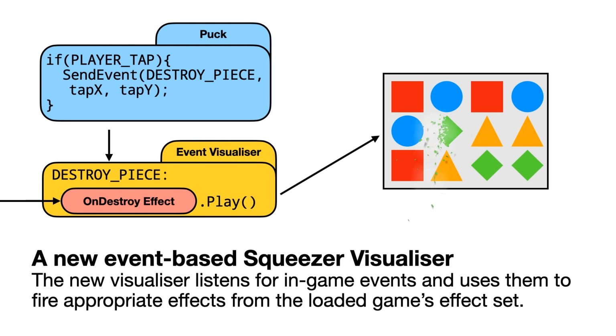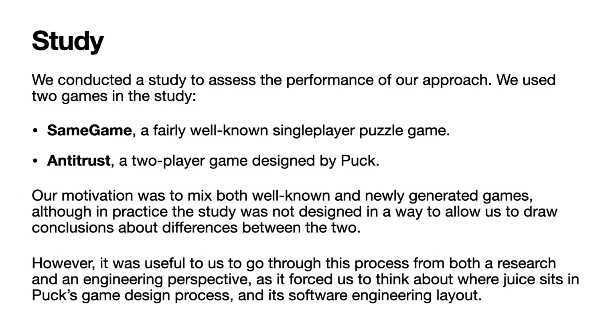So when the destroy piece effect is called, we know that we can ask Squeezer to play the on piece destroy effect. So this was a really nice way of integrating events into Puck very naturally, in a way that was very natural for Squeezer as well, because Squeezer has this event-based way of triggering effects. So it worked out really nicely. Now we wanted to get a feel for what impact this system was having. It's a very basic system in a lot of ways, but it's a lot of uncharted territory for us.